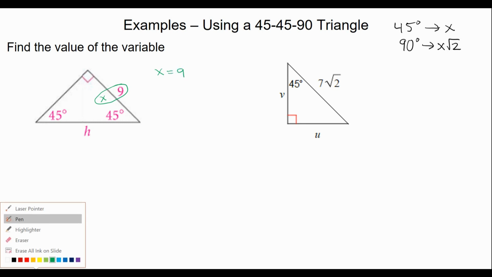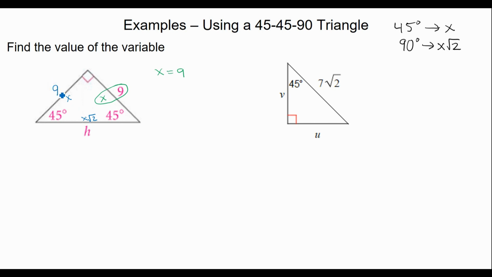Now the other two sides that we have, this is also across from a 45 degree angle over here, so this is also x. And this side, the hypotenuse, is across the right angle, so it's x root 2. So if I want to fill this in, since x is 9, that means that this side length is 9, and this side length is 9 root 2. So the value of h is 9 root 2.